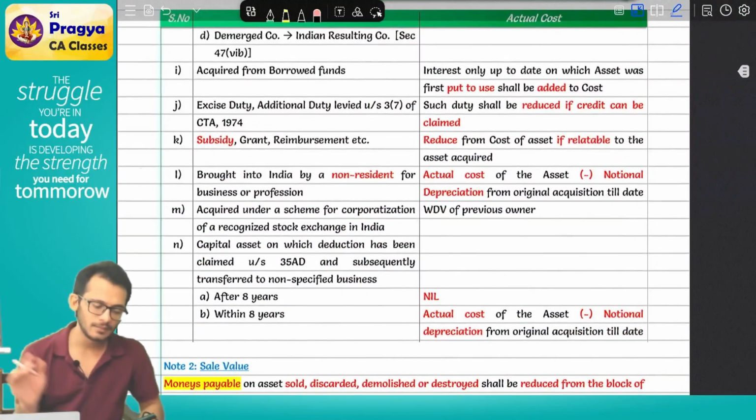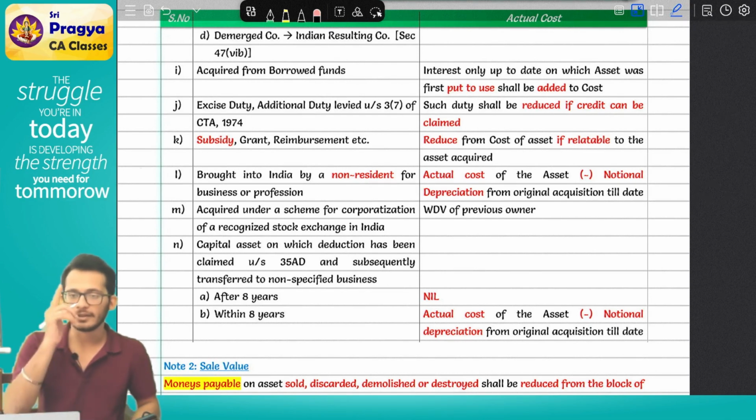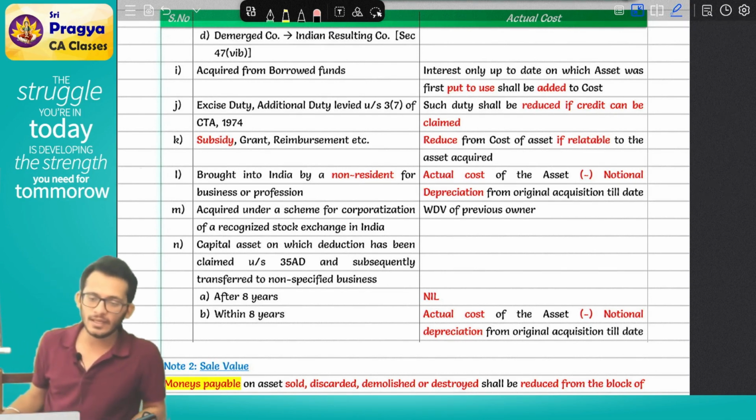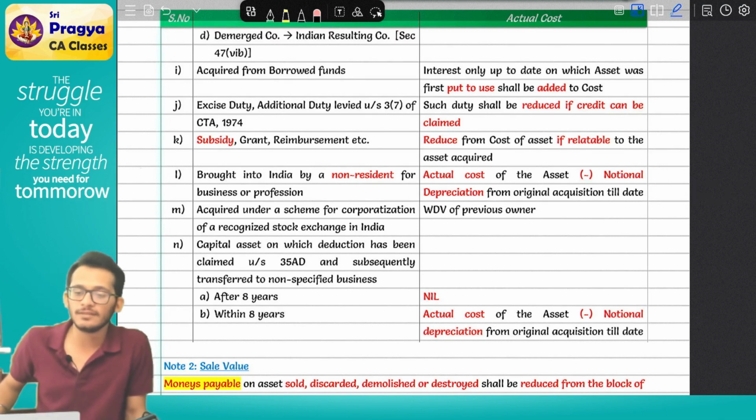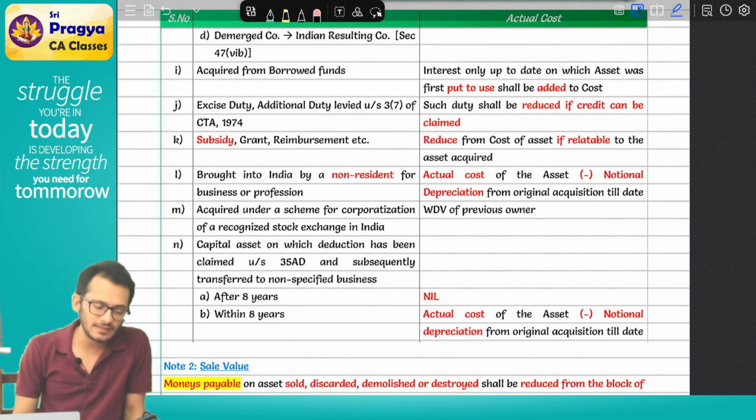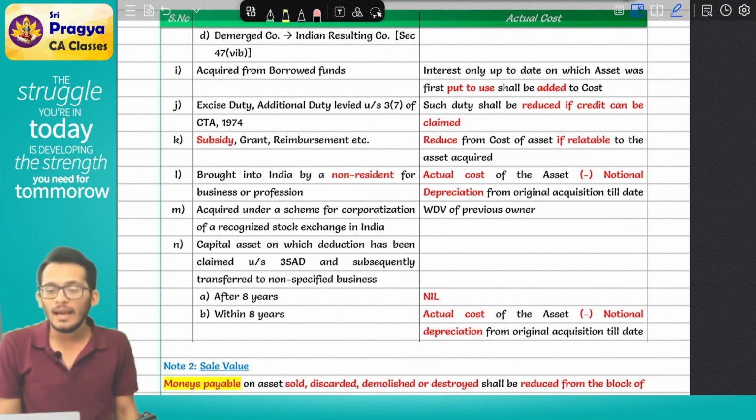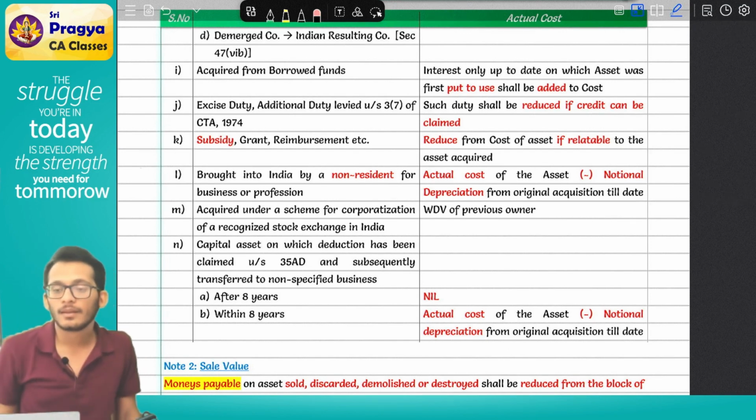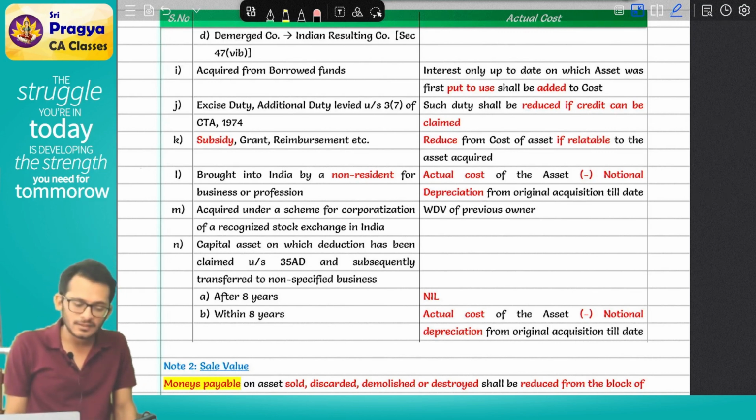There is something in the middle called acquired from borrowed funds. We have already covered it. I told you, if you have taken an asset by way of loan, interest up to the date on which the asset is put to use will be capitalized. Then I said, if you have paid any kind of excise duty, additional duty, any kind of indirect taxes, you can also add it to the cost of the asset, provided you are not eligible for ITC.